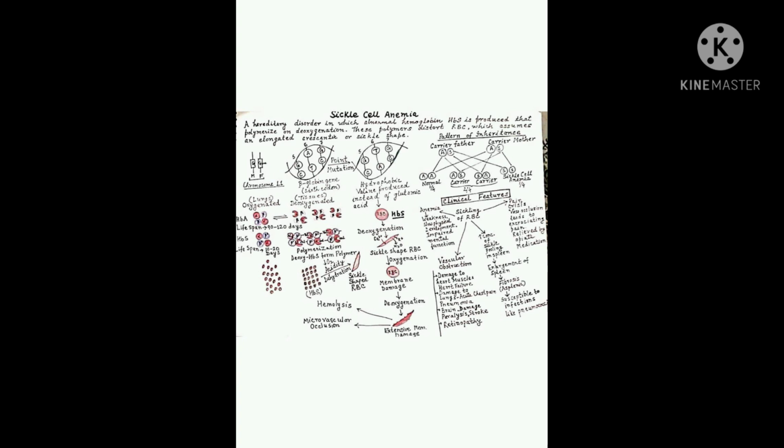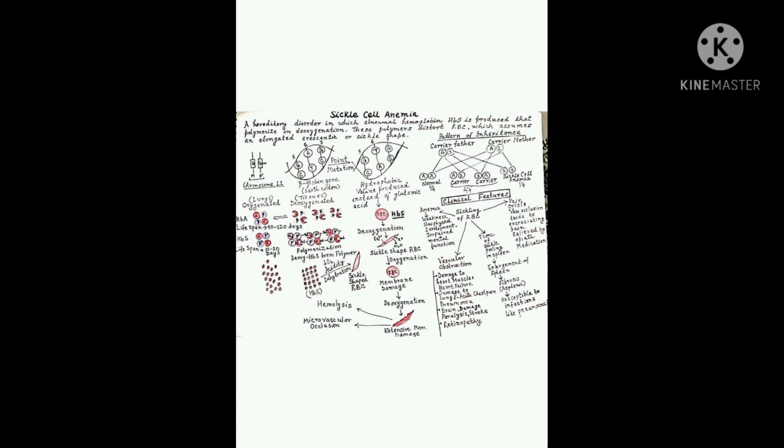Now anemia is caused due to the deficiency of RBCs, or because of the deficiency of hemoglobin. And anemia is a disorder in which blood is not able to supply sufficient oxygen to the body tissues. Now, sickle cell anemia is a hereditary disorder in which abnormal hemoglobin S is produced.